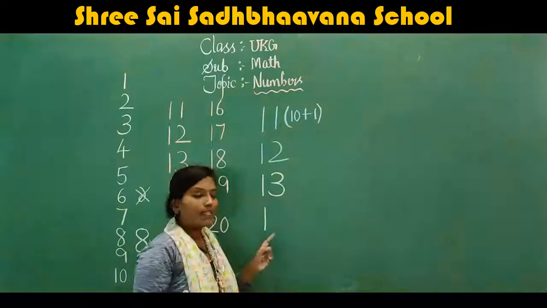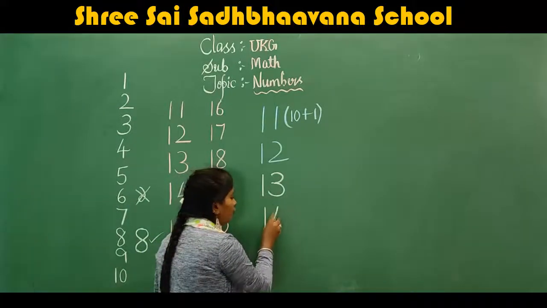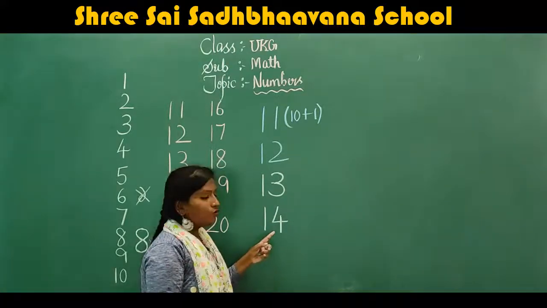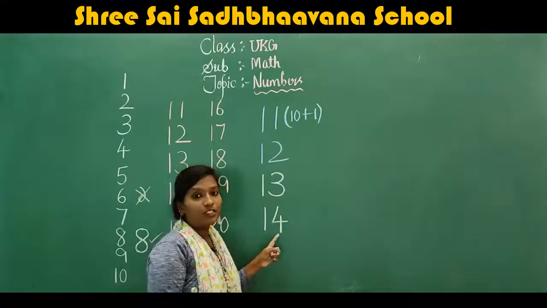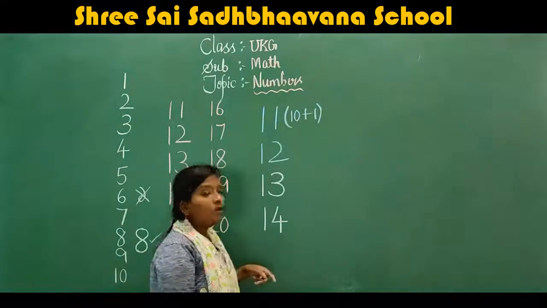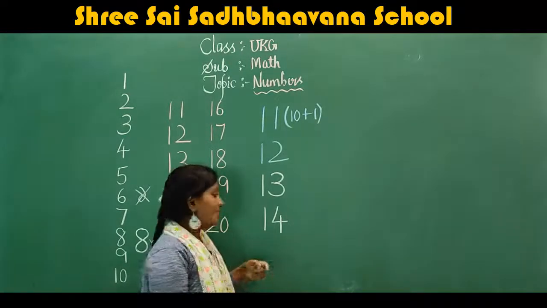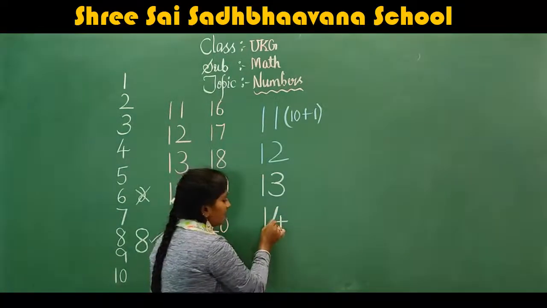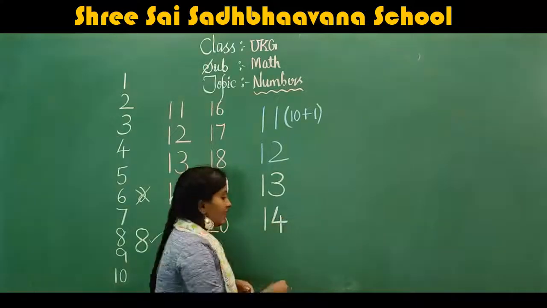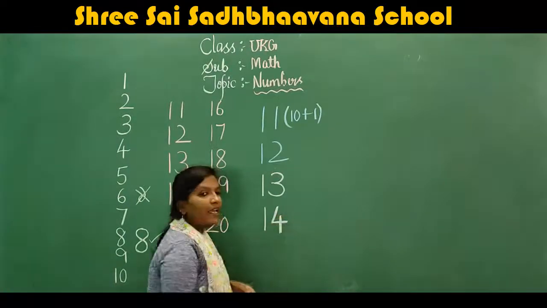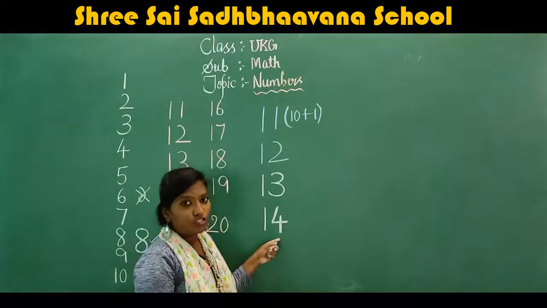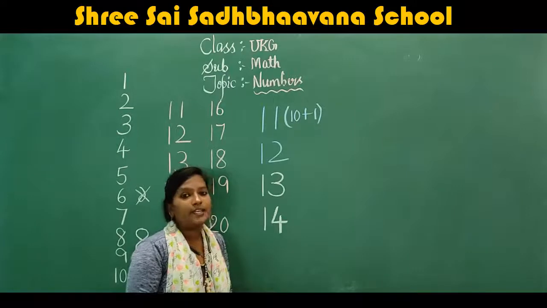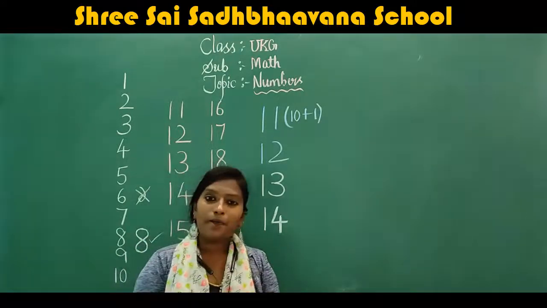Number 1 and 4, number 14. What do I need to write for number 4? Yes, see here: left, a slanting line, and next, a standing line. 1, 4, 14. Right, children? And next, after 14, which number will come?